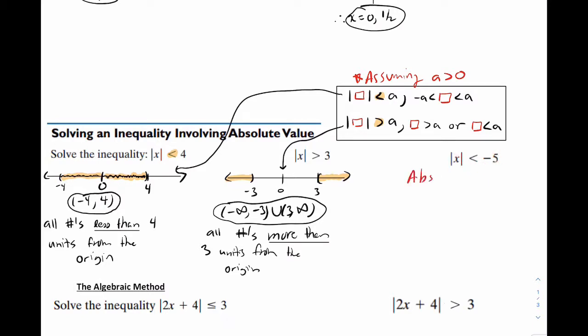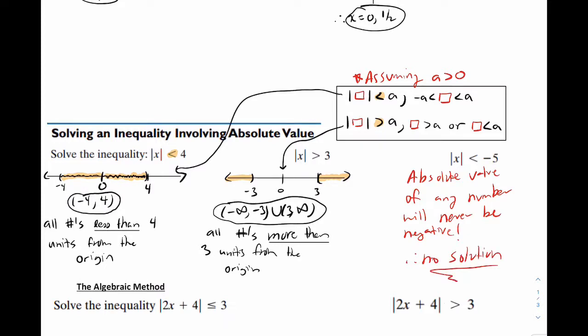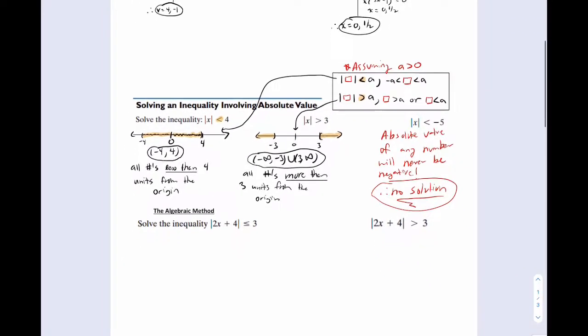the absolute value of any number will never be negative. So for this one, there's no solution. So you just gotta be aware of that. Make sure you always understand what you're doing. Okay, so let's go into it.